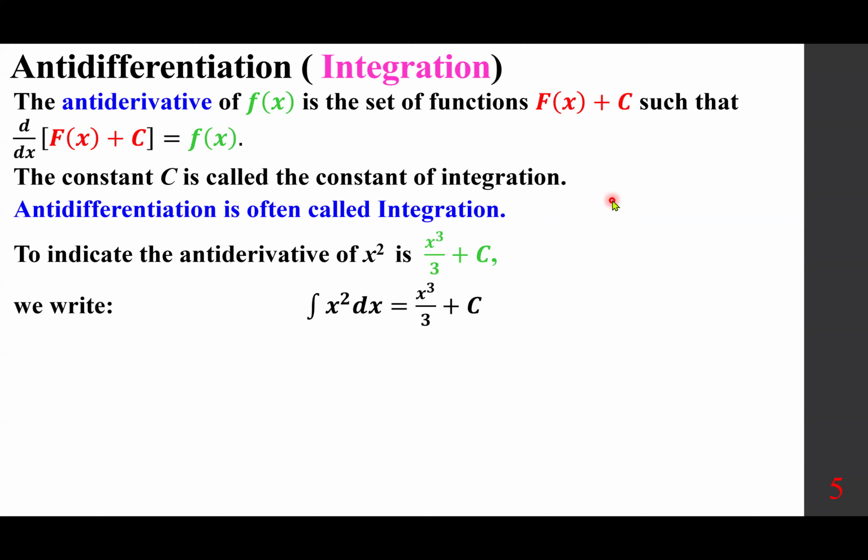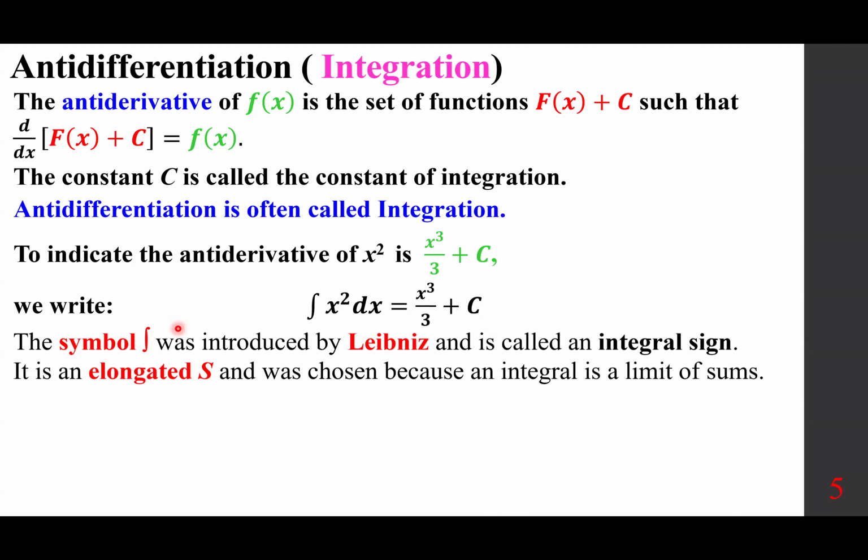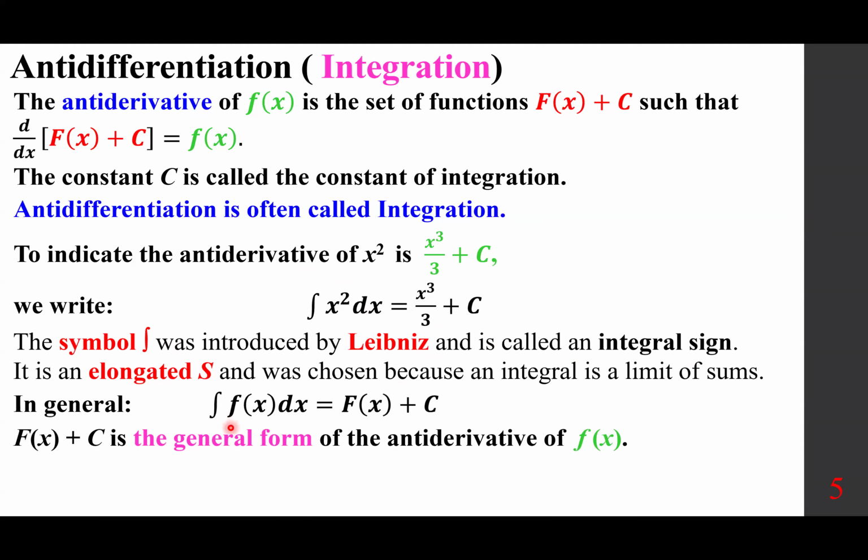So having said that, to indicate the antiderivative of x squared is x cubed over 3 or 1/3 x cubed plus c, we write the integral, this integral sign, x squared dx is x cubed over 3 plus c. This symbol was introduced by Leibniz and is called an integral sign. It is an elongated S, and was chosen because an integral is a limit of sums. In general, the integral of f of x dx is capital F of x plus c. Capital F of x plus c is the general form of the antiderivative of lowercase f of x.